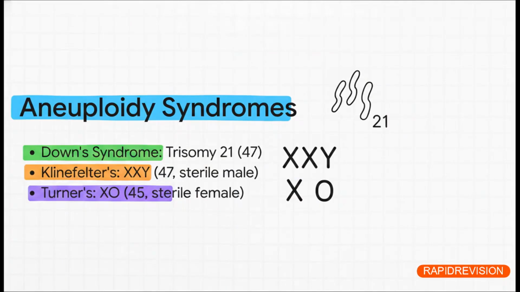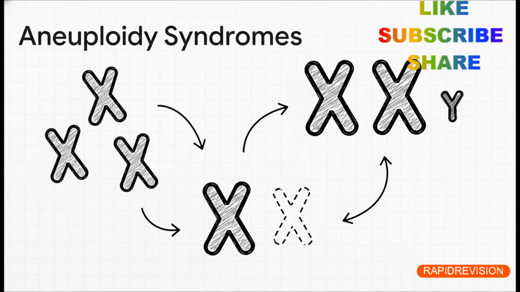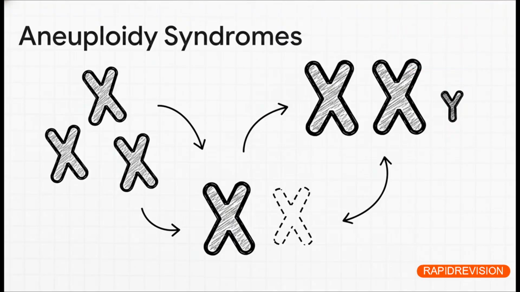Let's rapidly drill the trio of aneuploid syndromes you absolutely must have memorized. Number 1, Down syndrome, or Trisomy 21. That's a 2n plus 1 condition leading to features like a furrowed tongue and a broad palm crease. Number 2, Klinefelter syndrome, XXY. This is a male with an extra X chromosome, which leads to certain feminine features like gynecomastia and also sterility. And number 3, Turner syndrome, XO. This is a female missing an entire X chromosome, showing symptoms like a webbed neck, short stature, and rudimentary ovaries.